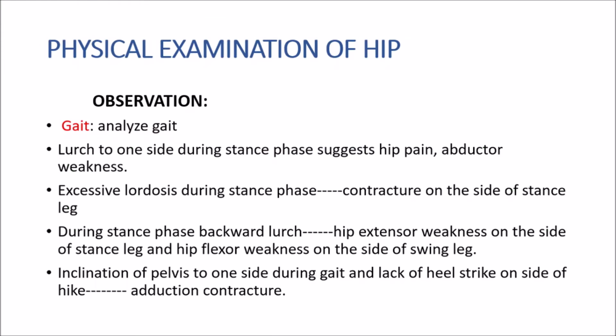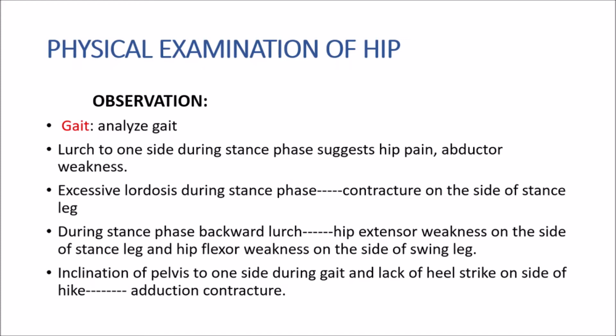This lecture is about the physical examination of the hip. In physical examination, the first step is observation. In observation, we analyze the gait. First is the lurch. A lurch to one side during the stance phase suggests a hip abductor weakness. In a lurching gait, there will be weakness of the unilateral abductor muscle.